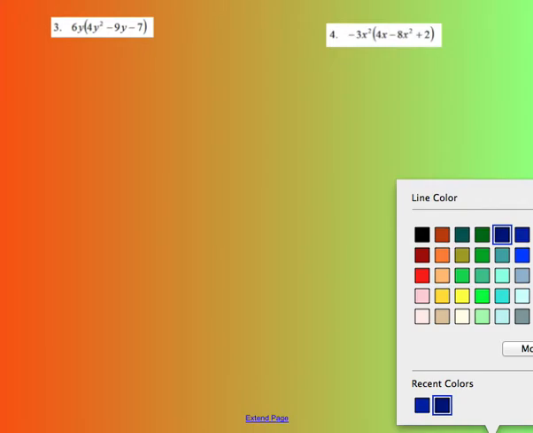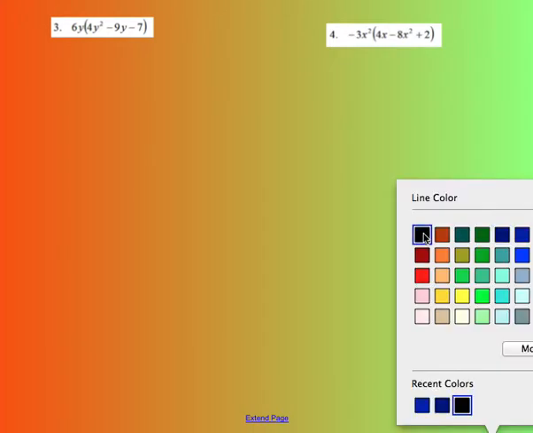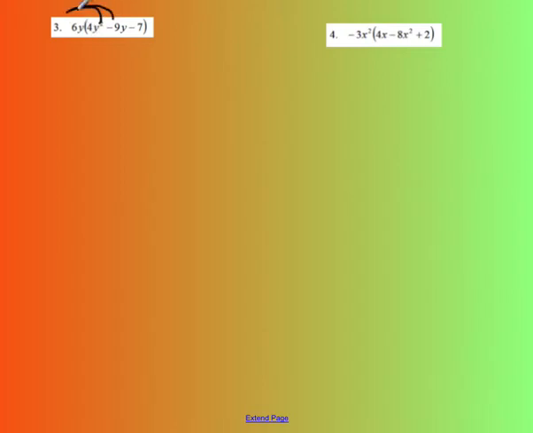So for number 3, we want to take 6y and distribute it in. So we're going to take 6y and multiply it by each of those terms. 6 times 4 is 24. Y to the 1st times y squared, we're going to add those exponents and give it y cubed. The biggest thing is that if there's no exponent, the exponent is 1. A lot of students think it's 0, but it's actually 1.